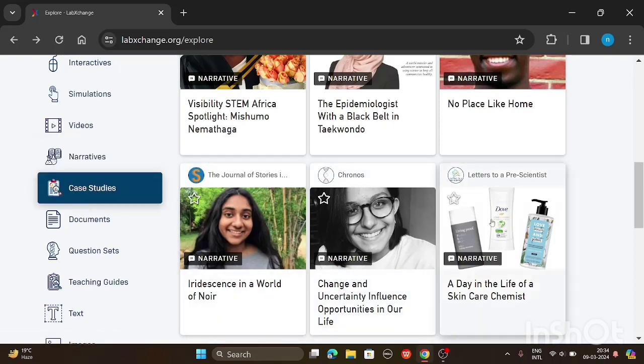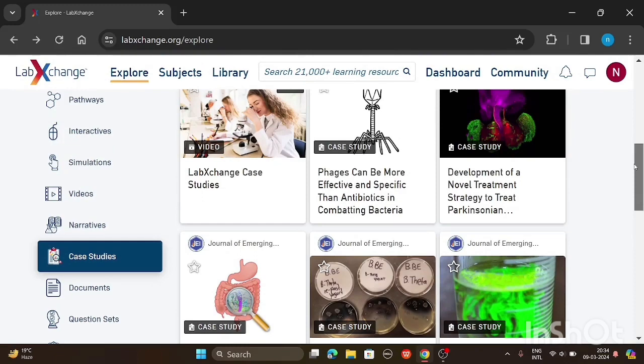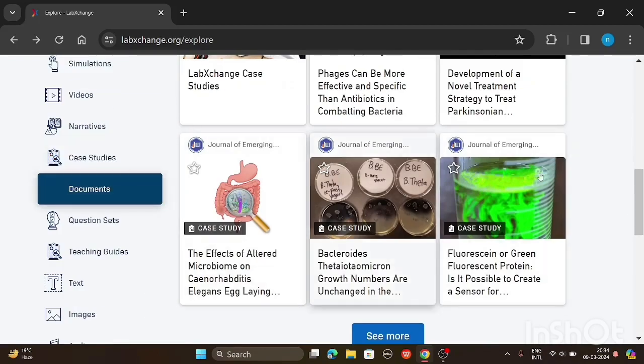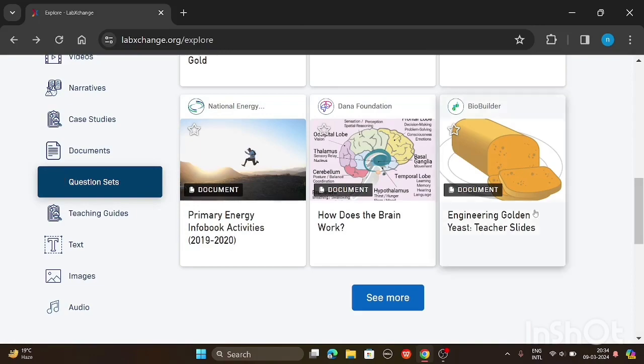Then we have case studies, experiments, like this green fluorescent protein, and then we have phages, about bacteriophages. Phages can be more effective and specific than antibiotics in combating bacterial infections. And then we have documents, the texts, like Engineering Golden Yeast, How Does the Brain Work? And then we have question sets.